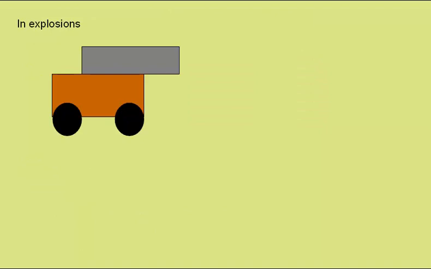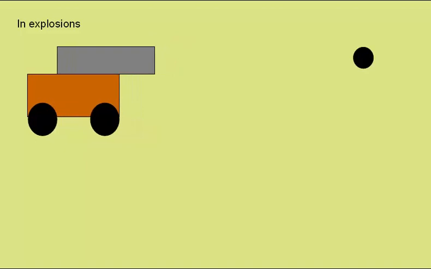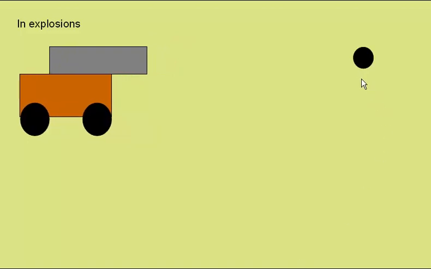Momentum is also conserved in explosions. Here we have a cannon containing a cannonball. Both have zero velocity, and therefore the system has zero momentum. When the cannonball is fired, it has momentum in this direction. The cannon is seen to recoil in this direction.